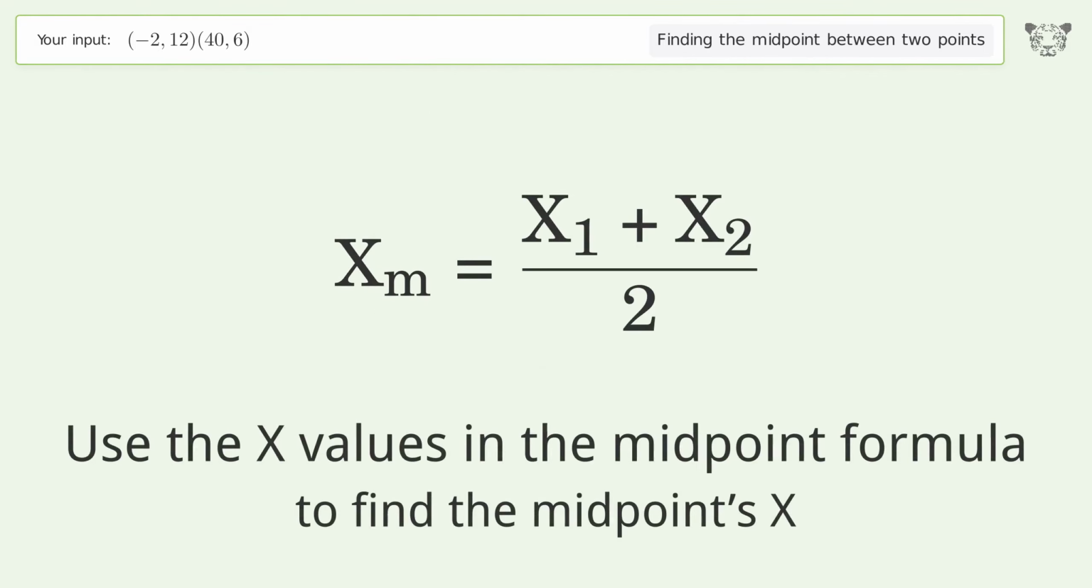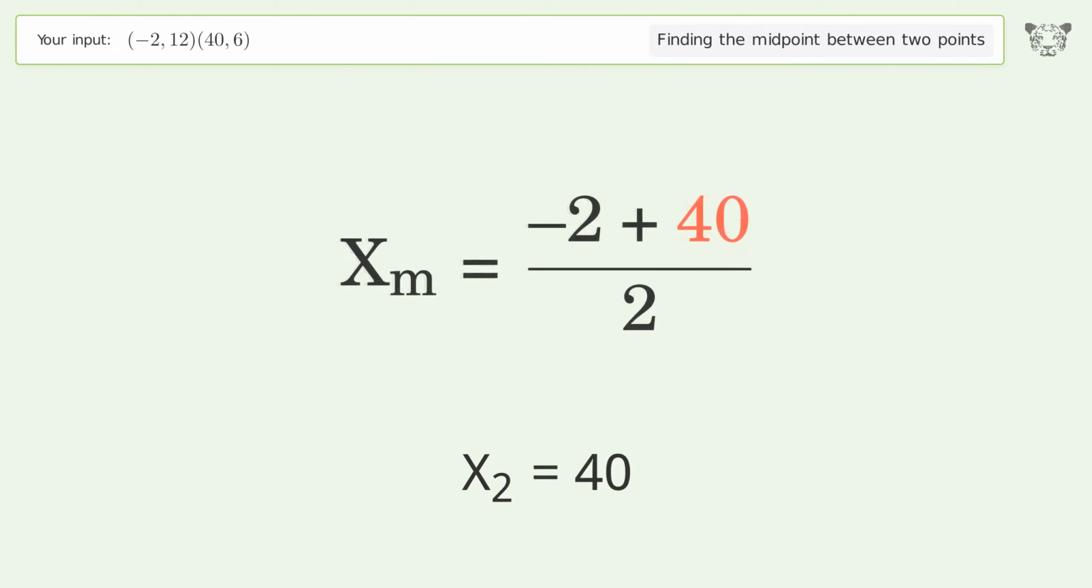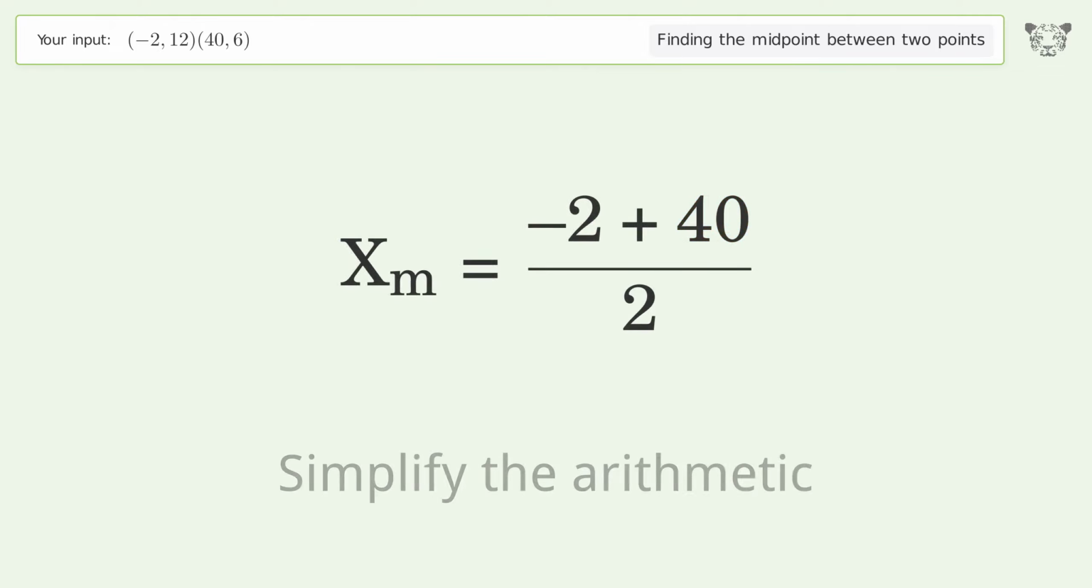Use the x values in the midpoint formula to find the midpoint's x. x1 equals -2. x2 equals 40. Simplify the arithmetic.